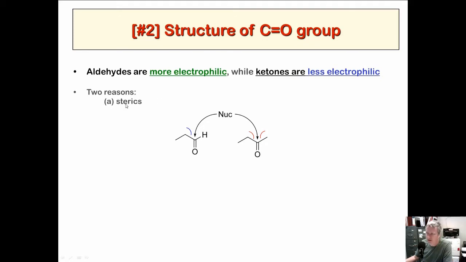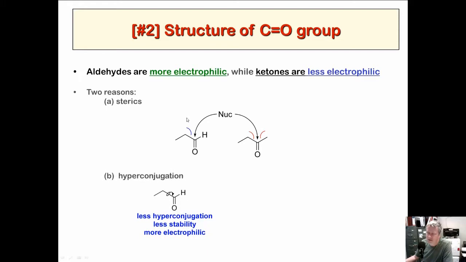One is sterics. If you imagine a nucleophile attacking an aldehyde, well, there's one thing that's bumping in the way. Whereas if it attacks a ketone, there's two things bumping in the way. So that's an easy rationale for why an aldehyde is more reactive and a ketone is less reactive.